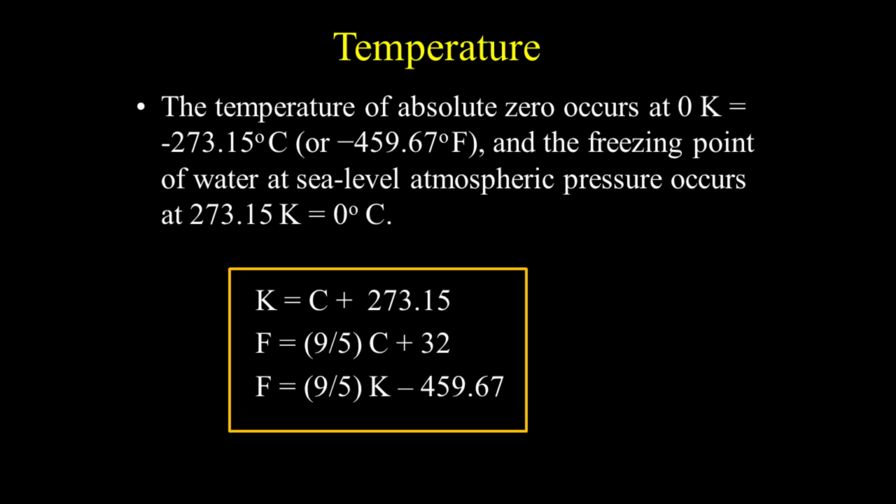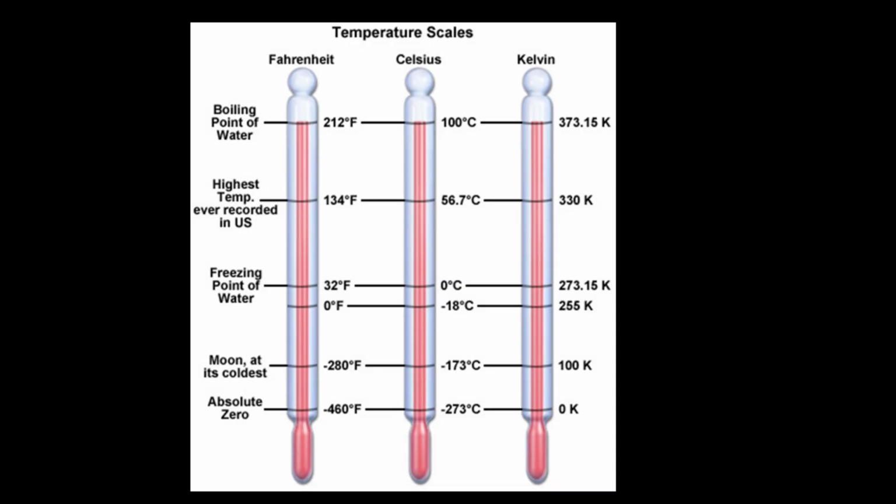Here is a useful table for moving from one temperature scale to another. In the first equation, we move from the Celsius scale to the Kelvin scale. In the second equation, we move from the Celsius scale to the Fahrenheit scale. In the third equation, we move from the Kelvin scale to the Fahrenheit scale. Here is another table for moving from one temperature scale to another.